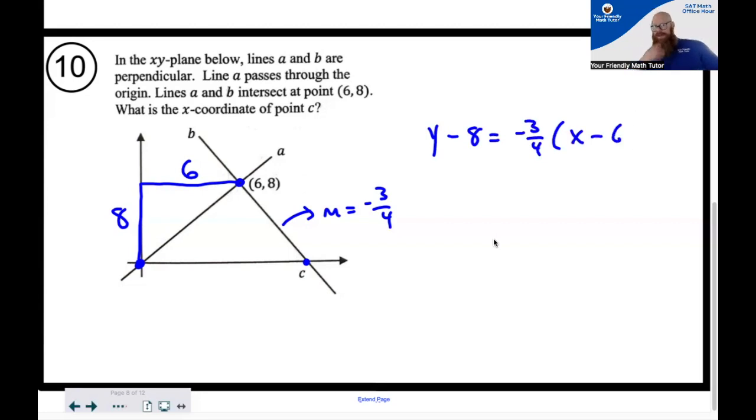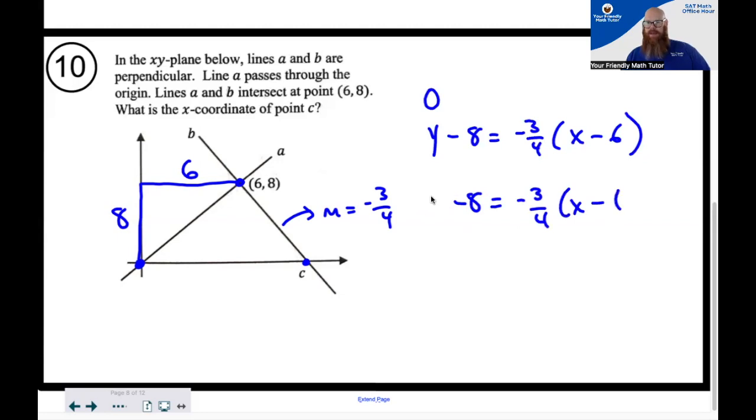Now, what you could do, again, like the other problem, is just throw this in Desmos and look at the x-intercept. Or if we want to do it by hand, anytime you find an x-intercept, right, the x-coordinate of point C is the x-intercept. Replace y with 0. So if I replace y with 0, I get negative 8 equals negative 3/4 times (x minus 6).